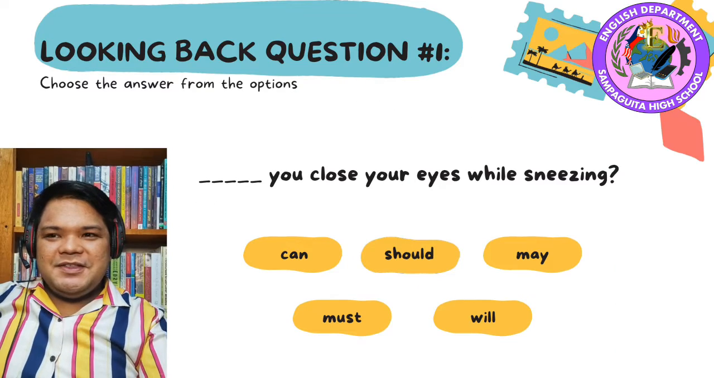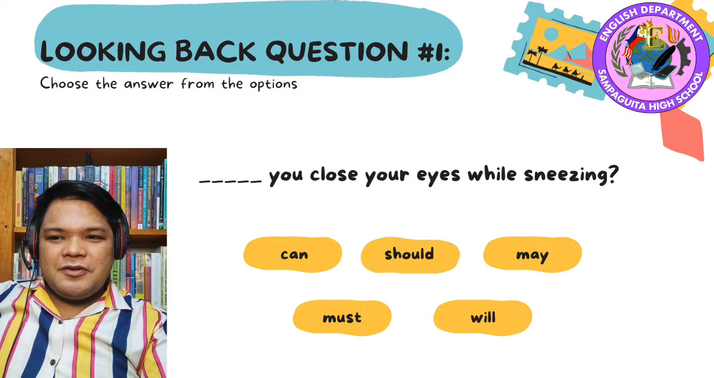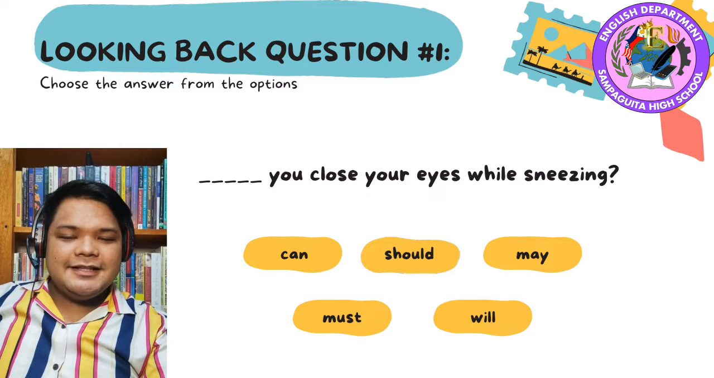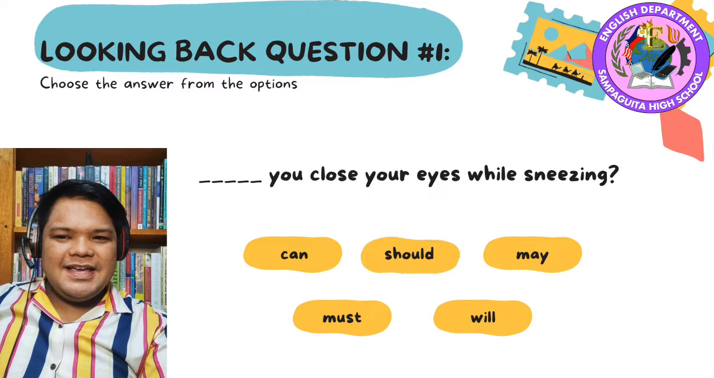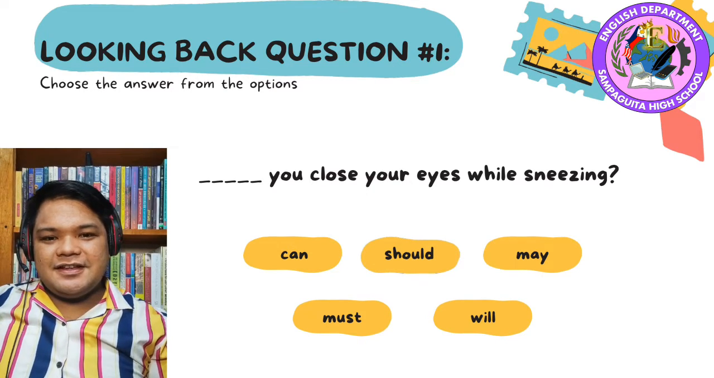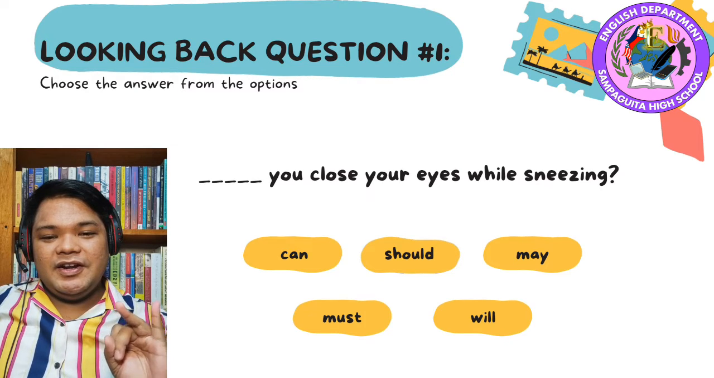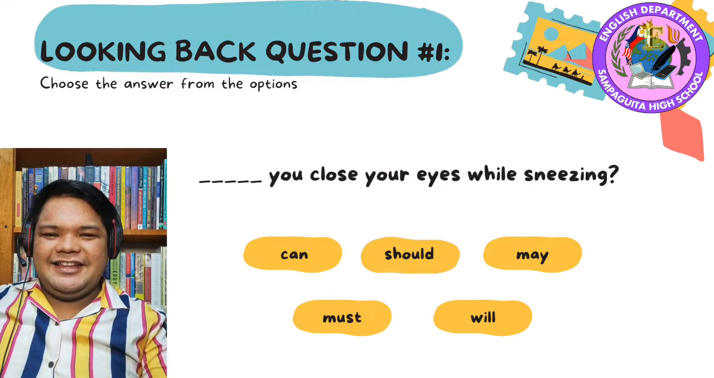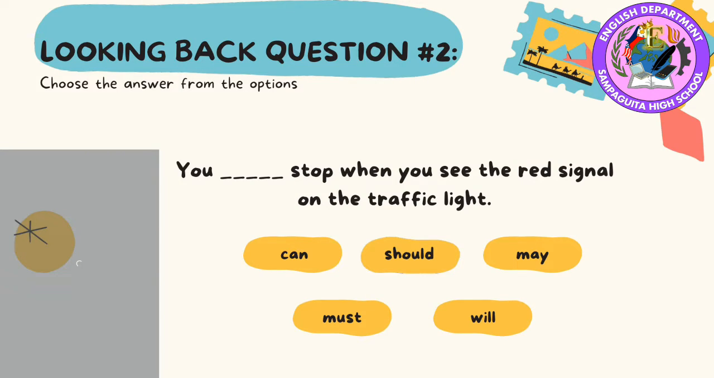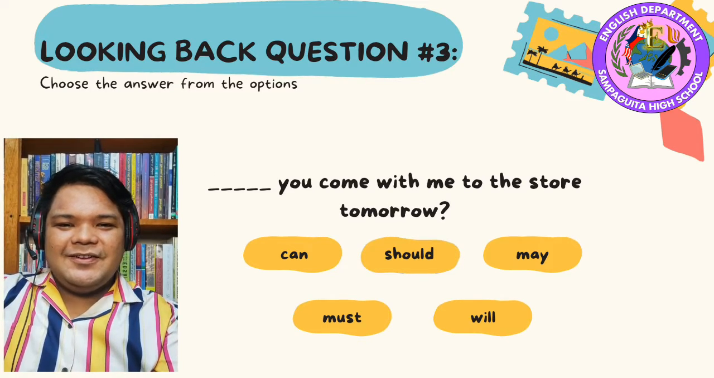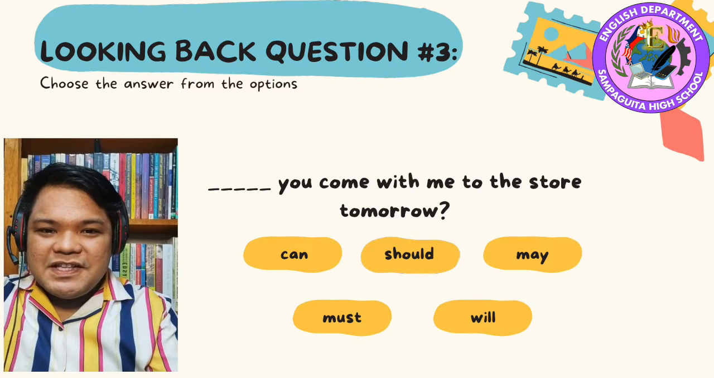So, looking back question number 1. Blank, you close your eyes while sneezing. These are the choices: can, should, may, must, will. What's your answer? 5 seconds. 5, 4, 3, 2, 1. Time's up. The correct answer is can. Do you get the correct answer? If yes, then let's now proceed to the third question.